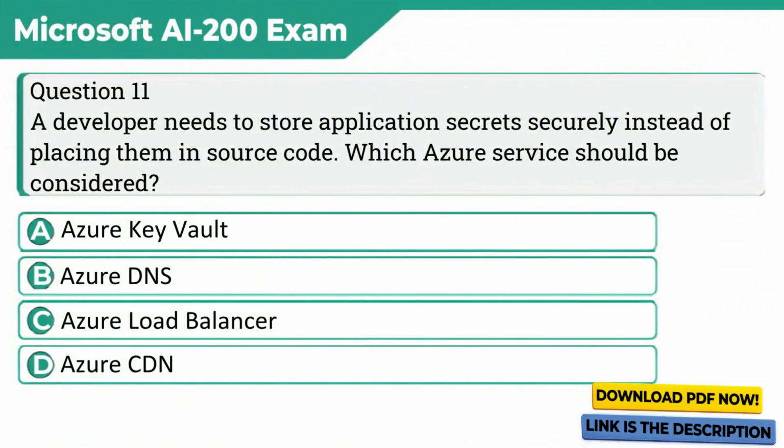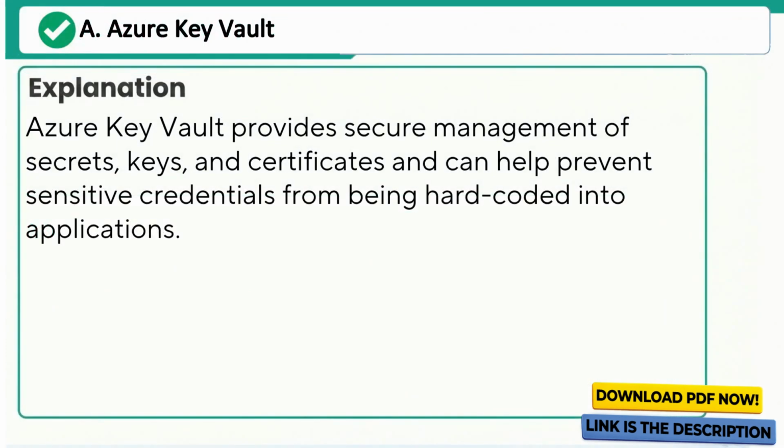Question 11. A developer needs to store application secrets securely instead of placing them in source code. Which Azure service should be considered? A. Azure Key Vault. B. Azure DNS. C. Azure Load Balancer. D. Azure CDN. Correct answer. A. Azure Key Vault. Explanation. Azure Key Vault provides secure management of secrets, keys, and certificates, and can help prevent sensitive credentials from being hard-coded into applications.